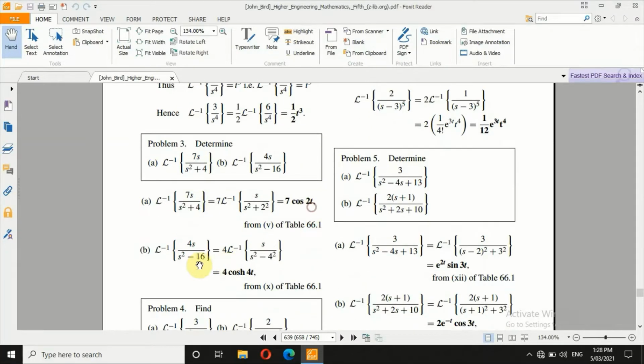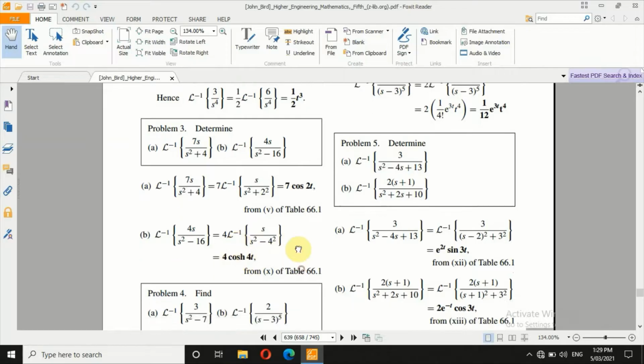Now let's take a look at this example again. Now look at this one, we now have minus here. And when you have minus, that's not trigonometric, that's cosh, that's a hyperbolic function. So instead of 16, that's 4 squared, then we have cosh 4t. So that is how to handle that. You can answer that. It's very simple.